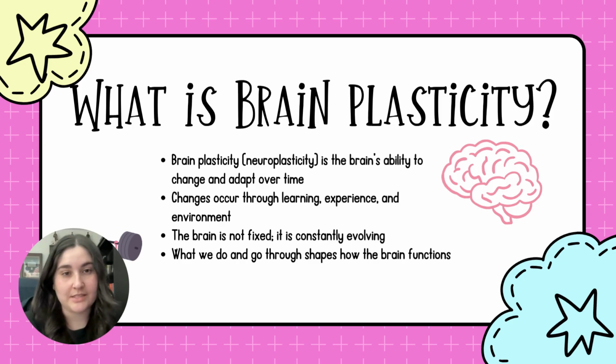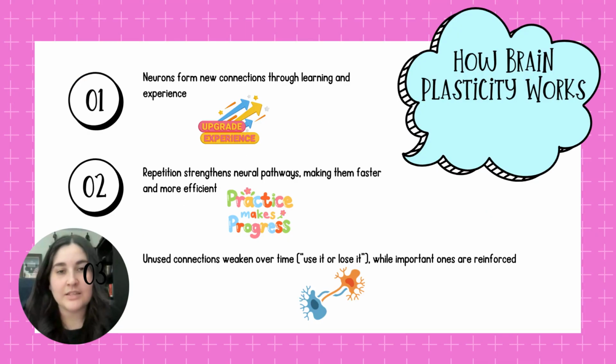So, what is brain plasticity? Brain plasticity, also called neuroplasticity, refers to the brain's ability to change and adapt over time. These changes don't just happen during major life events, but through everyday experiences, learning, and interactions with our environment. Instead of thinking of the brain as something that's fixed, it's more accurate to think of it as something that's constantly evolving. What we do, what we practice, and even what we go through can shape how our brain functions over time.